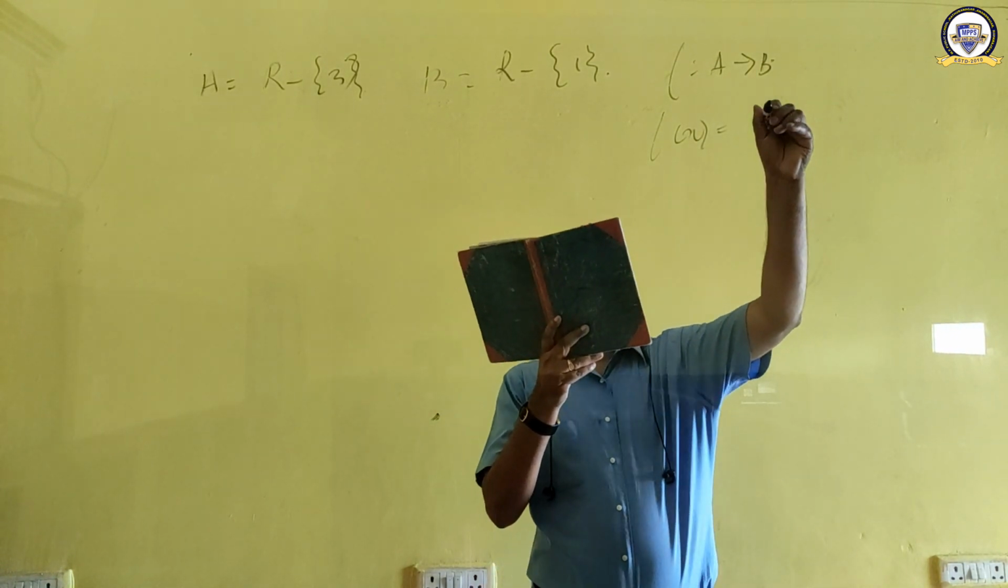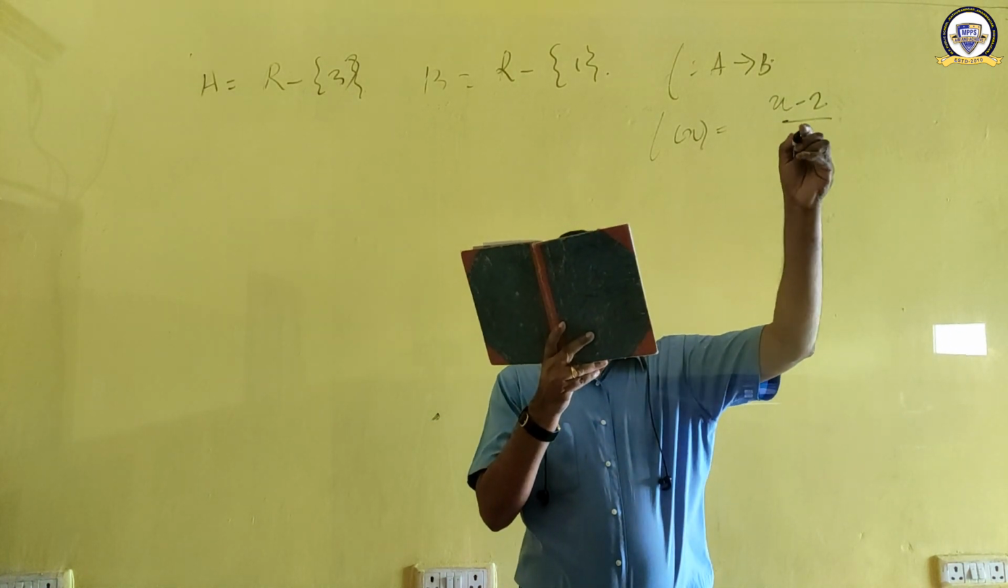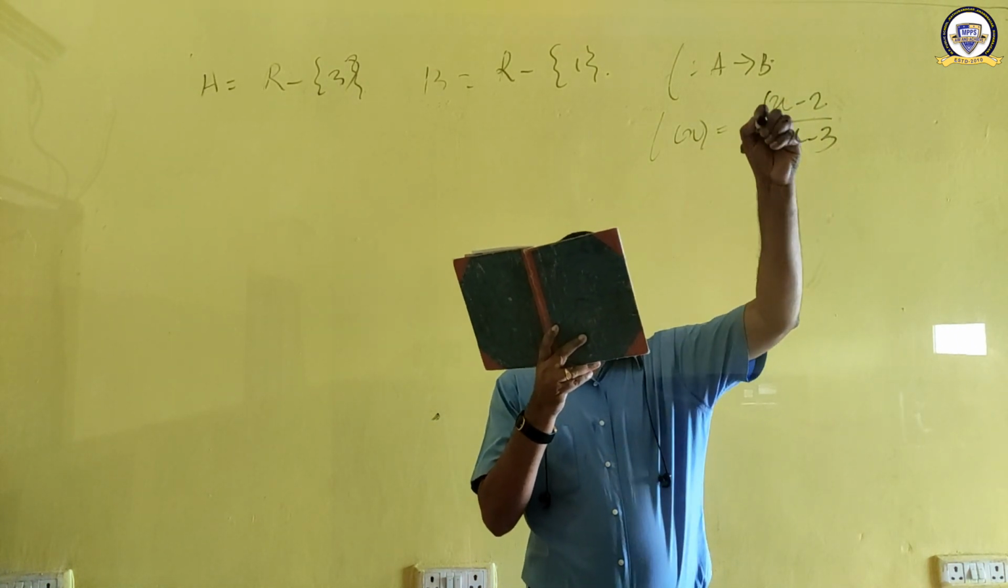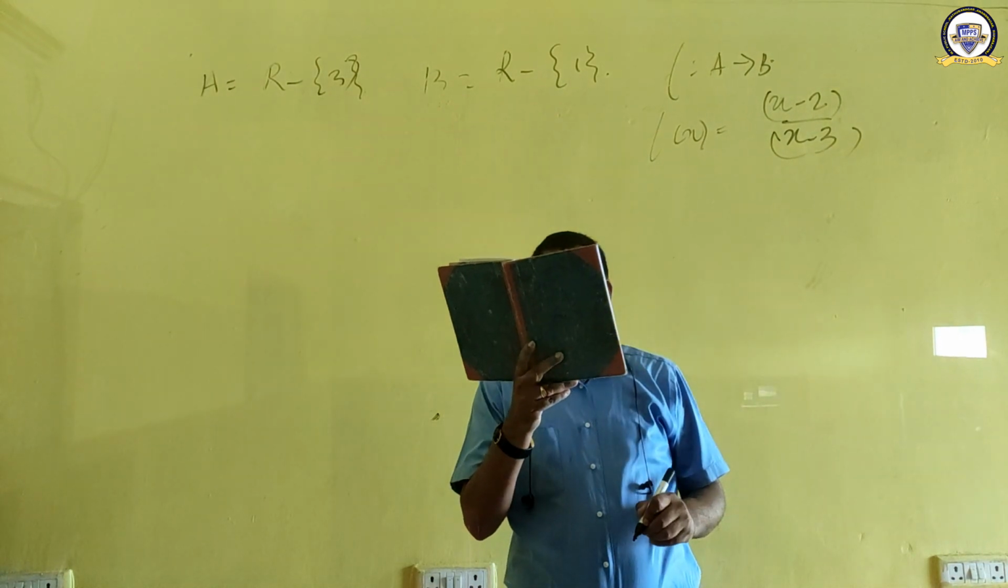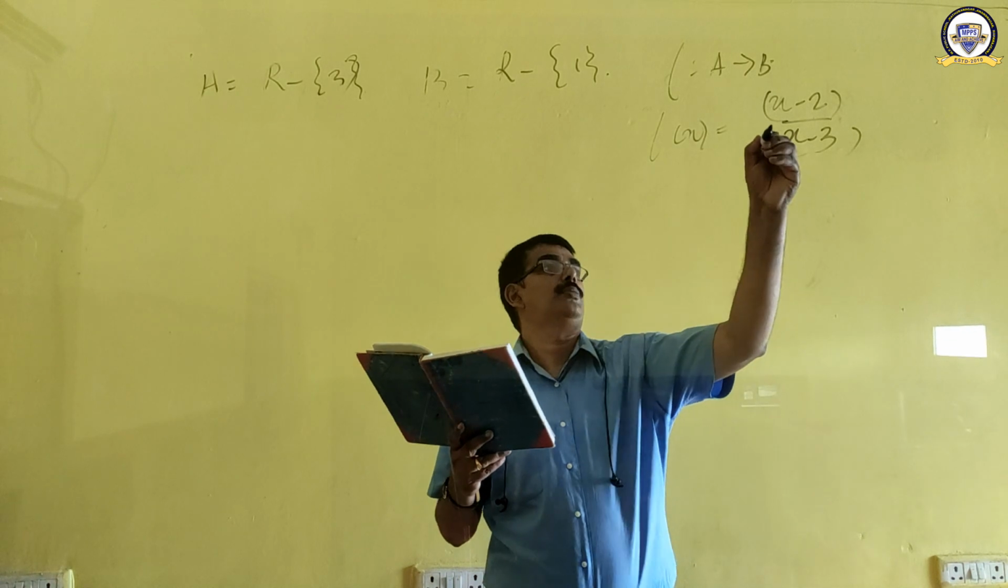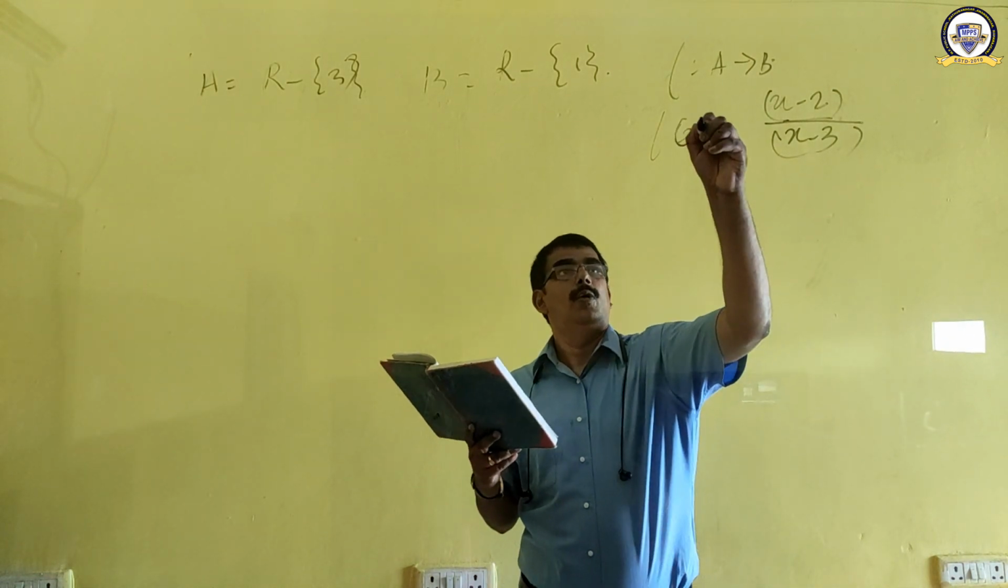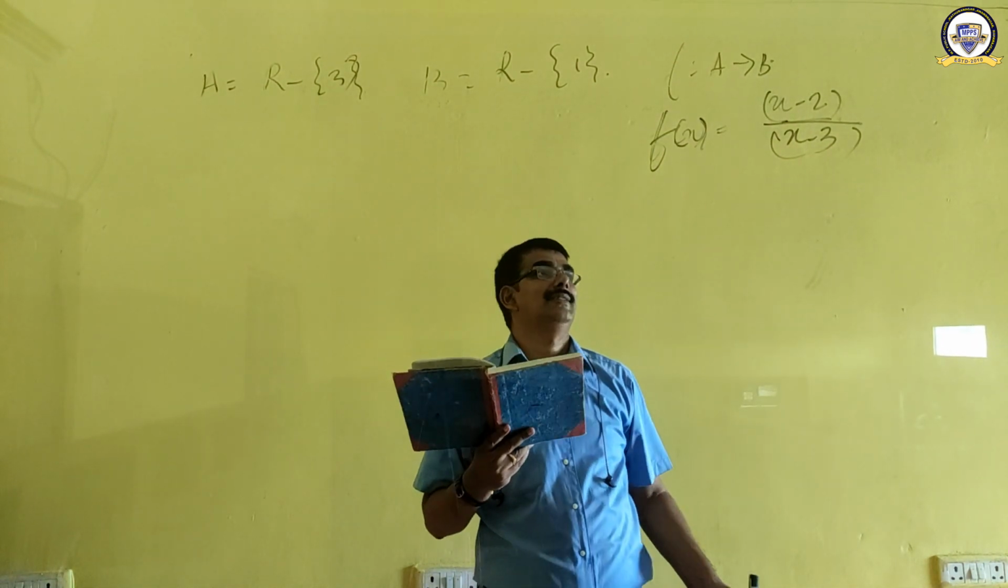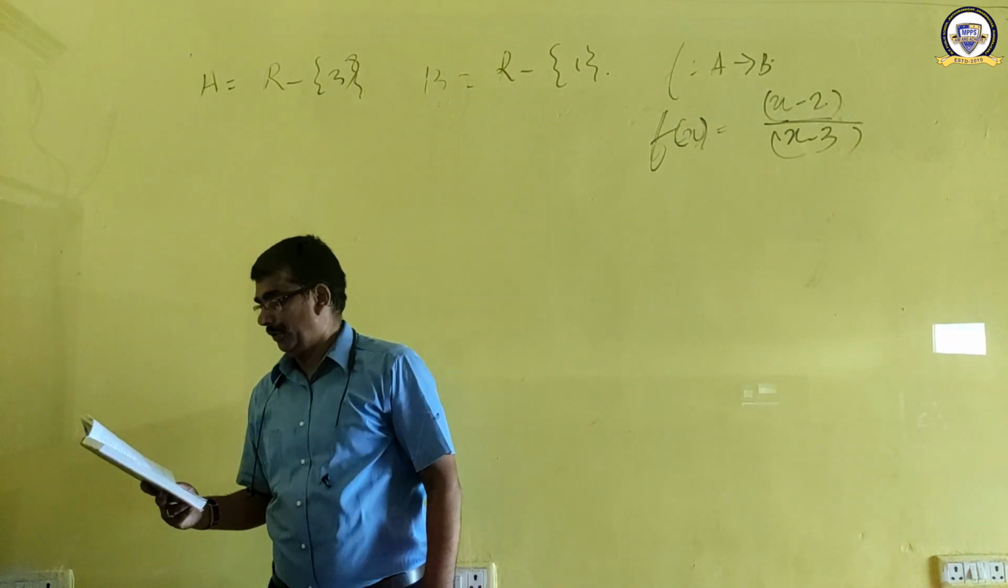f of x equals x minus 2 divided by x minus 3. You have to prove that this function is one-one and onto.